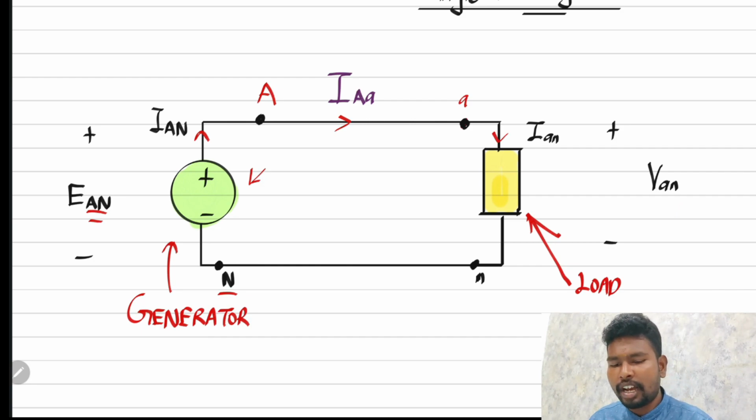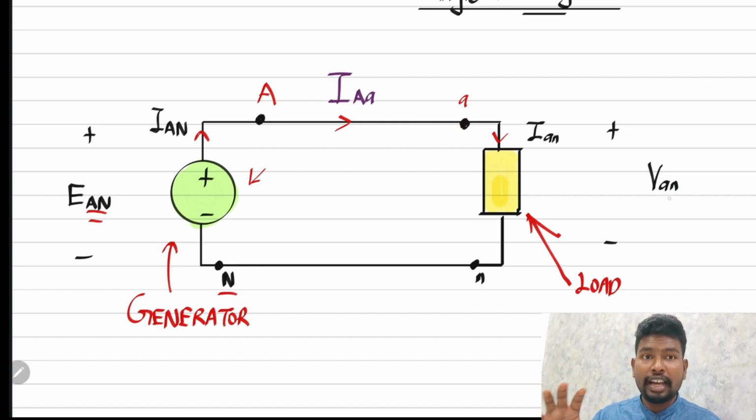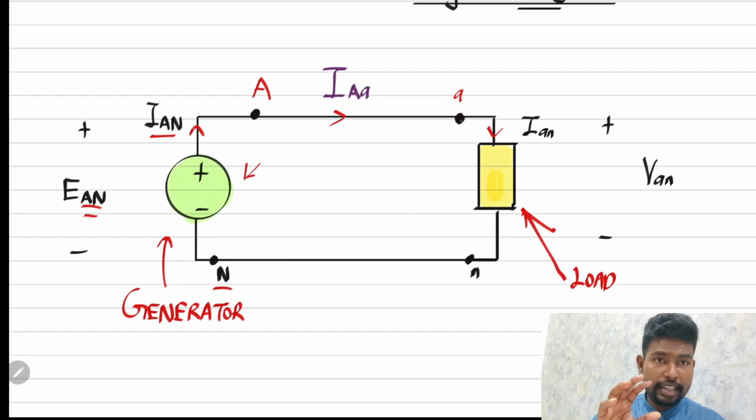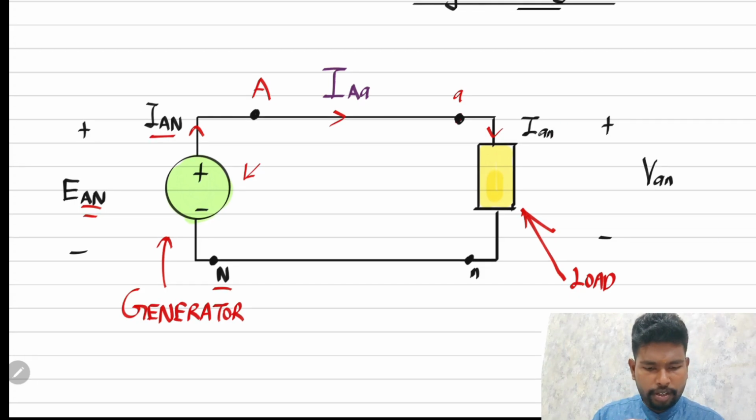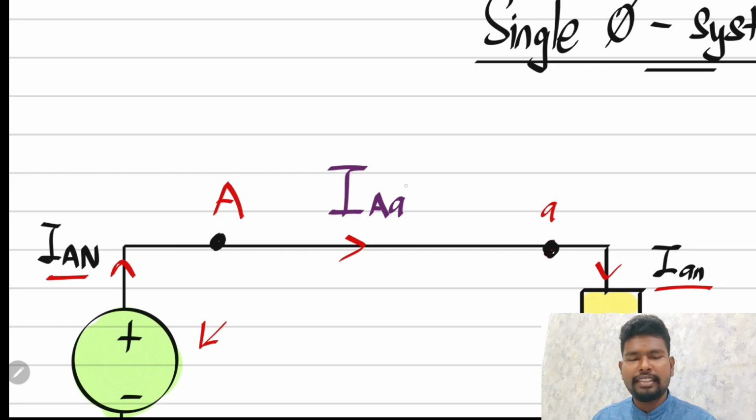Alright, so the IAN is the current at the generator. Capital IAN is the current at the generator, whereas lowercase ian is the current at the load. The IAA in the middle is the line current.